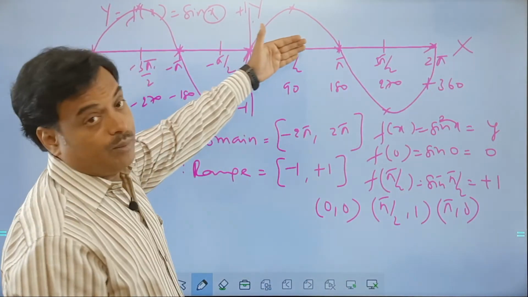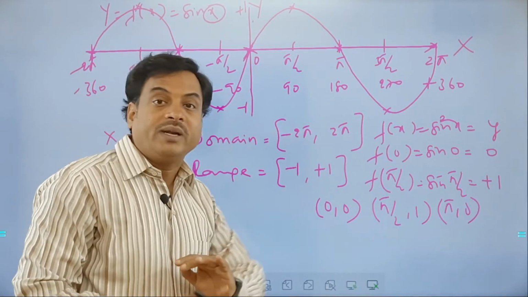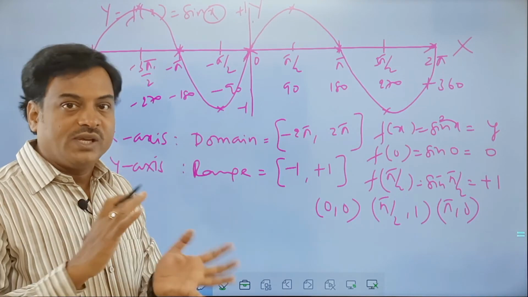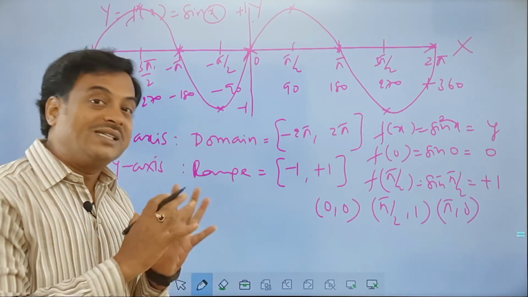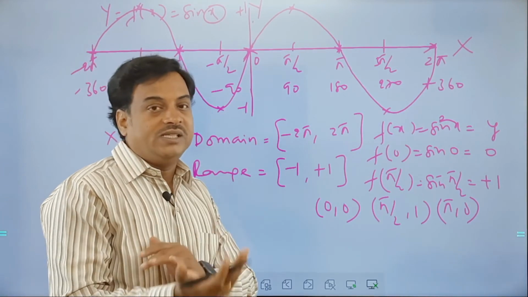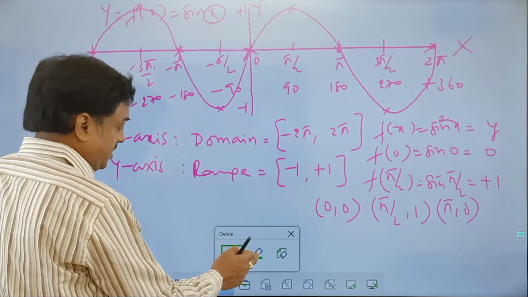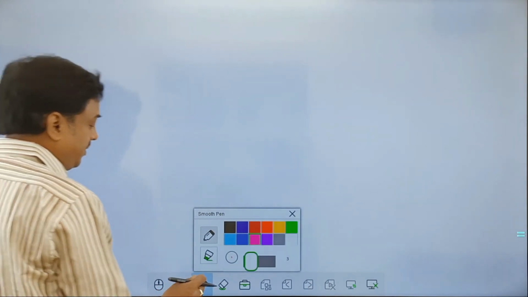When I plot those ordered pairs on a graph paper, I get a proper graph. So this is how functions work. Functions and graphs are related topics. Once you understand functions, it will be easy for you to understand graphs as well. Let us quickly take one more example, friends.